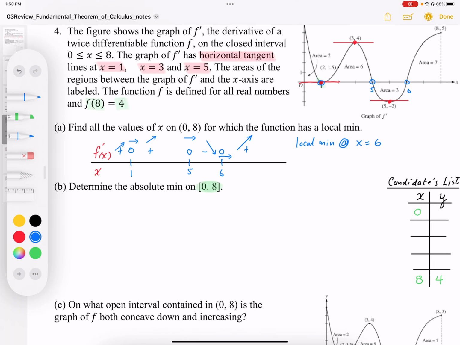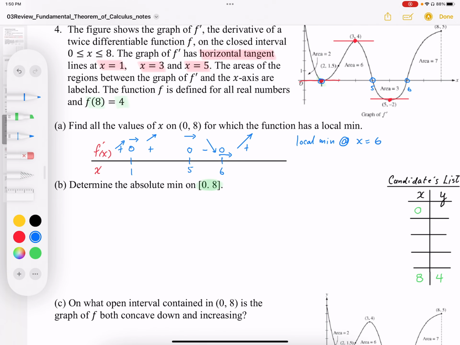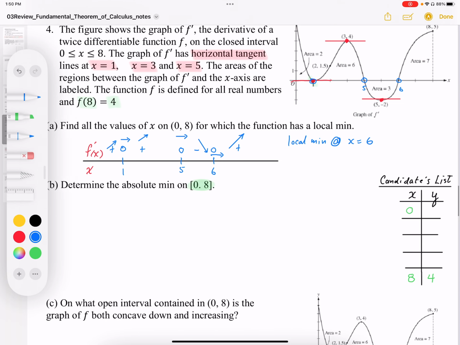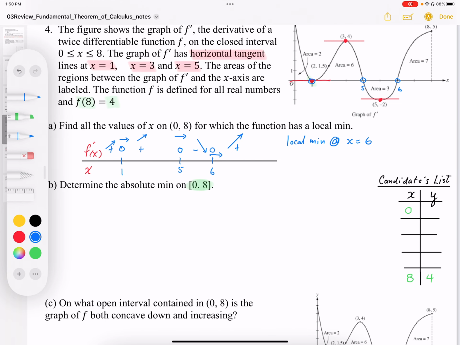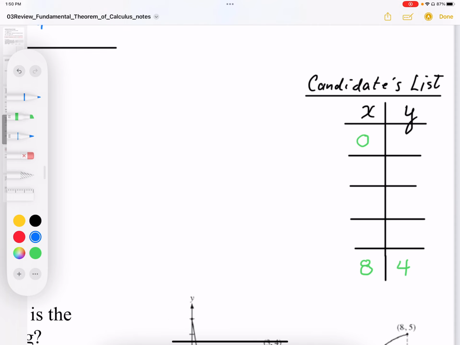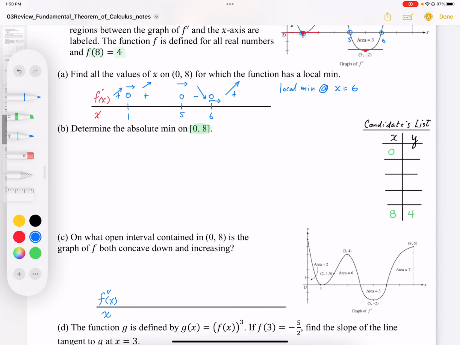Part B says determine the absolute min on the interval 0 to 8. Okay, so we're going to include the endpoints. When we talk about absolute mins and maxes, we have to consider the critical points and also the endpoints. So we've been given the original position at x equals 8, y equals 4. I've put that in my candidates list. I'm going to compare the coordinates in my candidates list to see if I have an absolute min. That's my starting point.